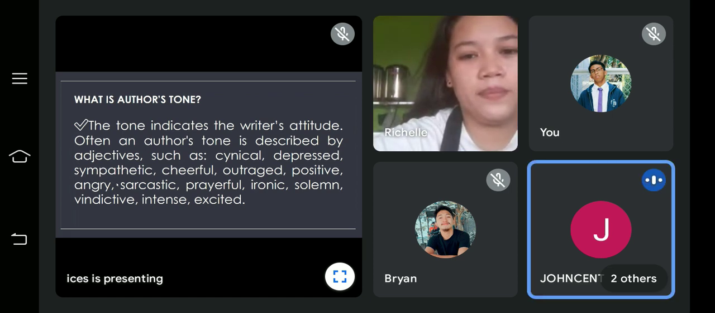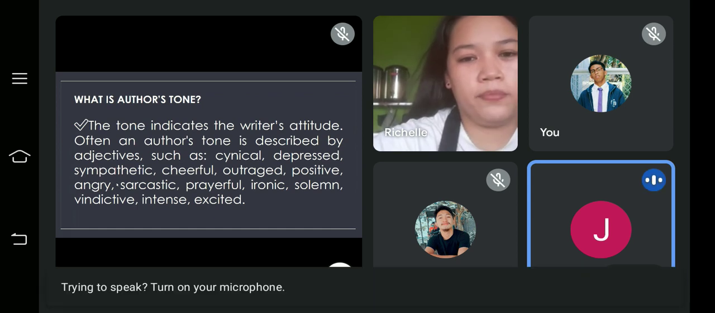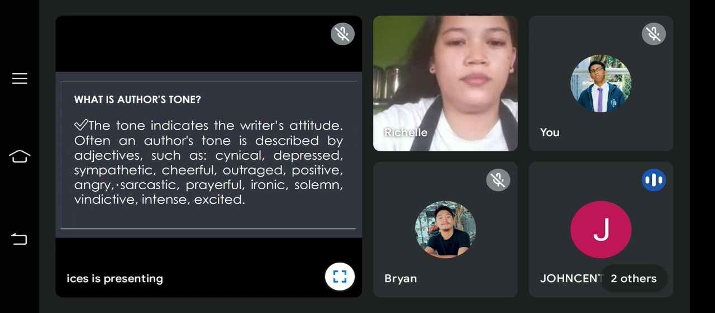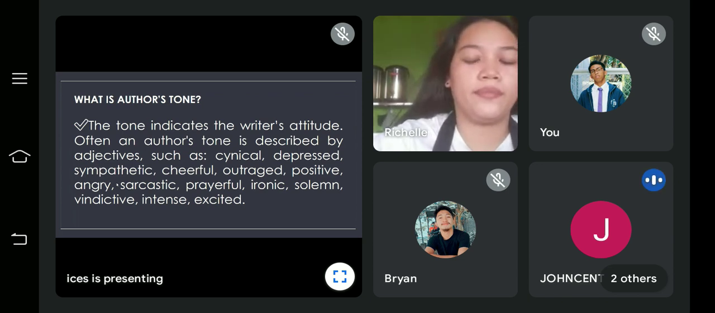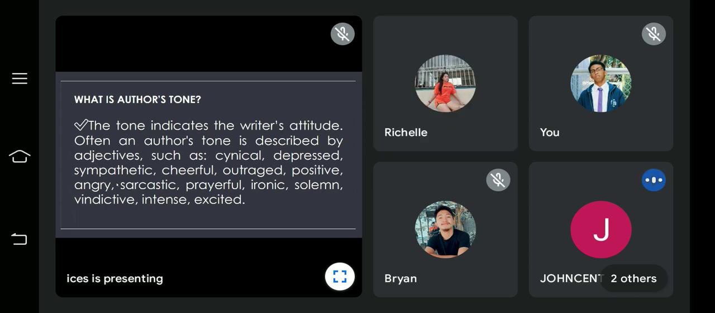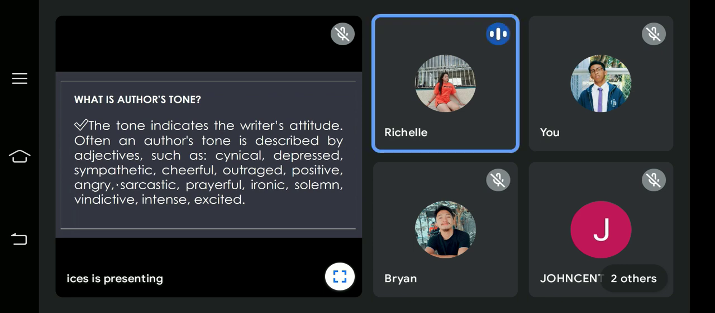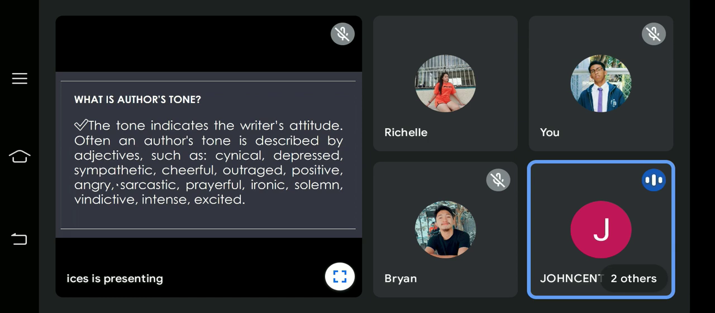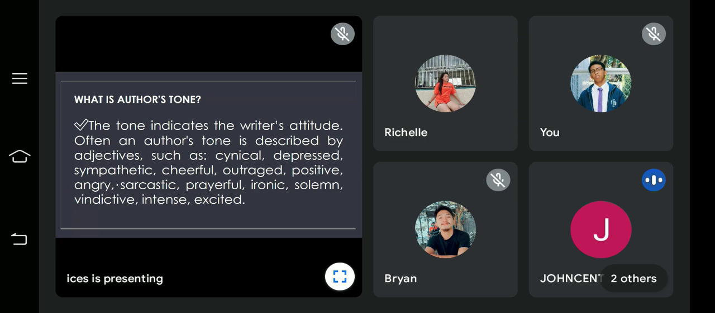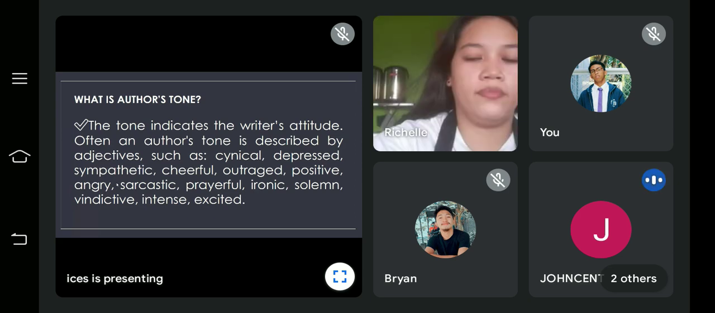Okay. What is the author's tone? The tone indicates the writer's attitude. Often, an author's tone is described by adjectives such as cynical, depressed, sympathetic, cheerful, outraged, positive, angry, sarcastic, prayerful, ironic, solemn, vindictive, intensive, or excited. So, Mr. Johnson, may you please explain what you have read? Okay, ma'am. What I understood is that author's tone is about the author's point of view, or what his feelings are when he is writing his masterpiece.